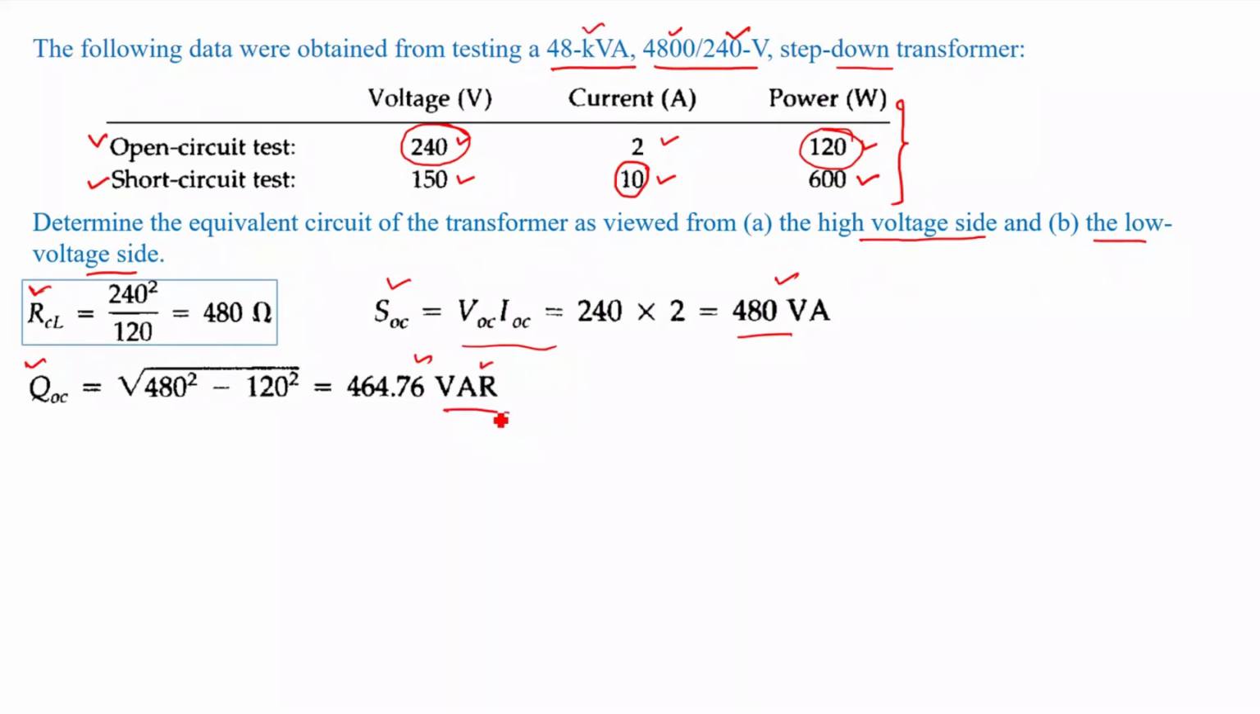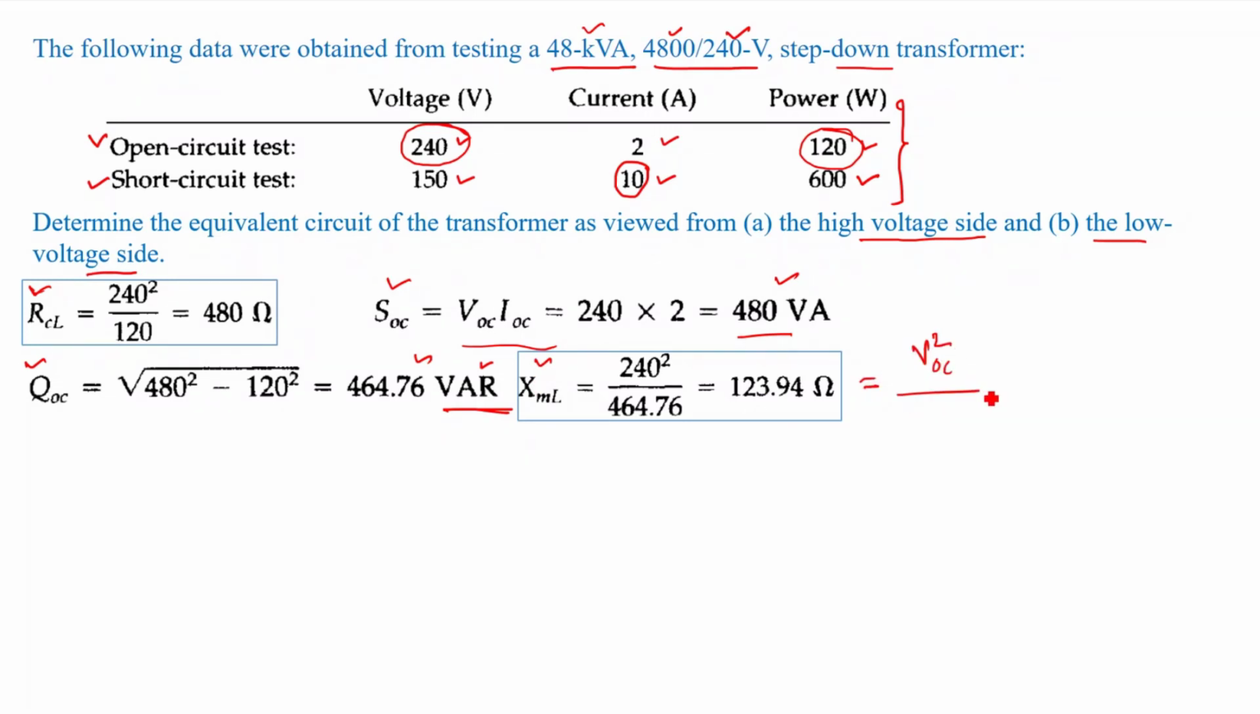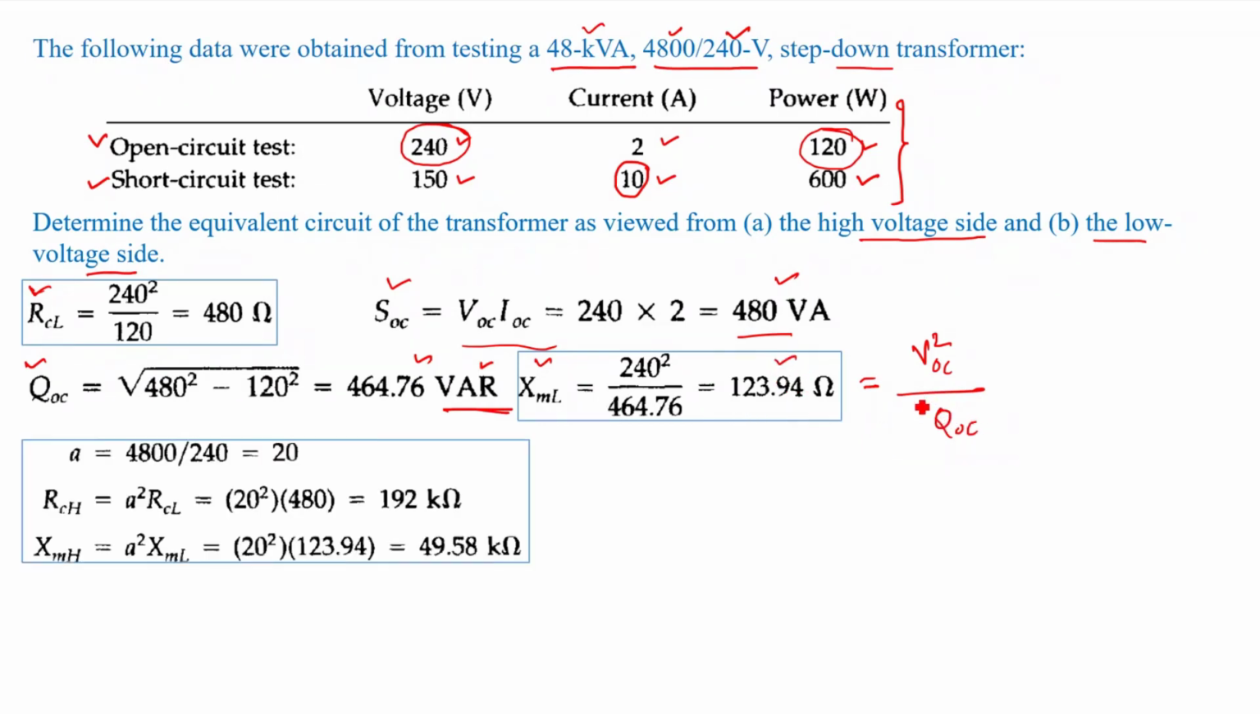So reactive power is always represented through var, volt-ampere reactive. Okay. And from this I can find XML. XML, we have already seen how to find this. XML is nothing but VOC square by QOC. So that will give me XML, which is 123.94 ohm. Now if we find A equal to 4800 by 240, that is equal to 20.